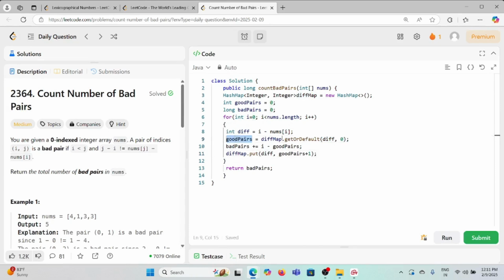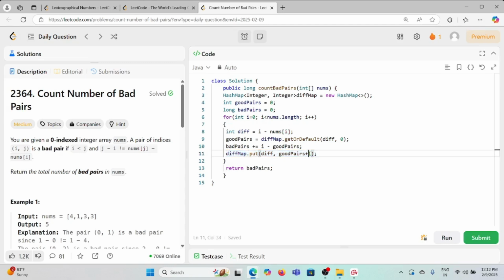If we already have some good pairs, then we make bad pairs equal to bad pairs plus i minus good pairs, where i is whatever index we are at and good pairs is the total number of good pairs we have found. In case we found a good pair, we then add one, because if this diff has already occurred, we make it plus 1. Otherwise, if it never occurred, by default it would be 0, so 0 plus 1. So we do diffMap.put(diff, goodPairs + 1).